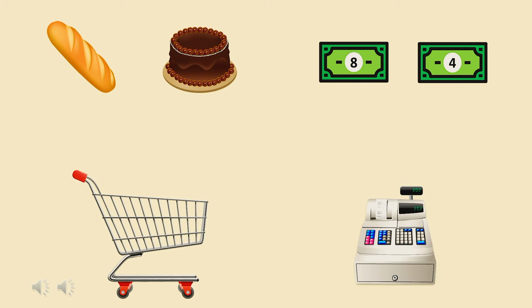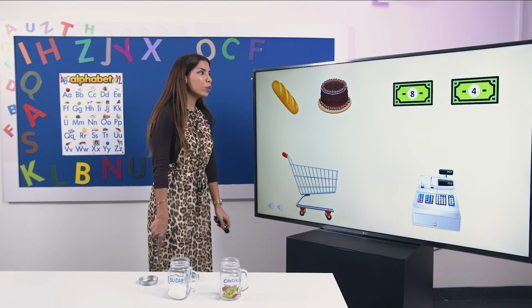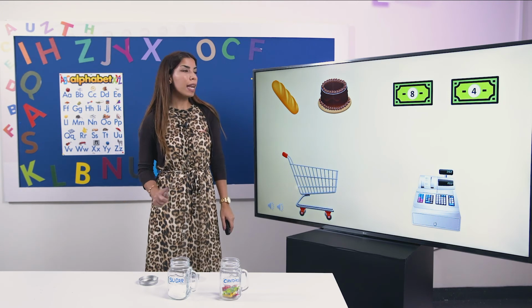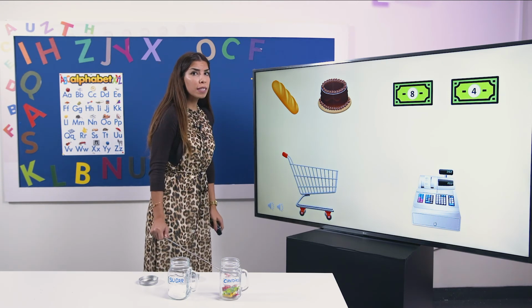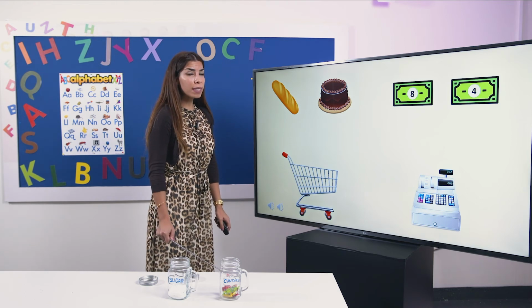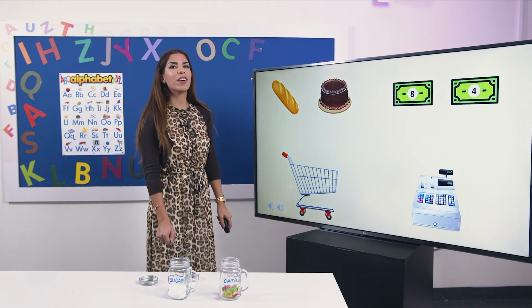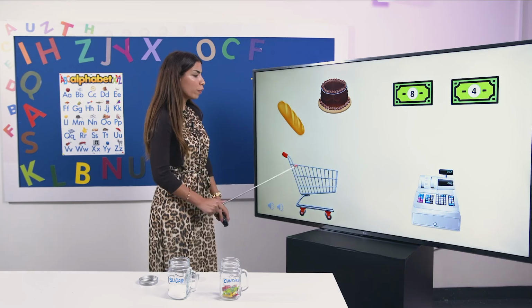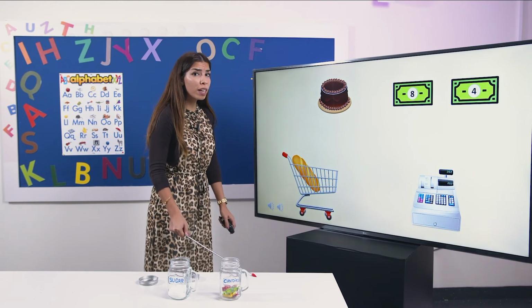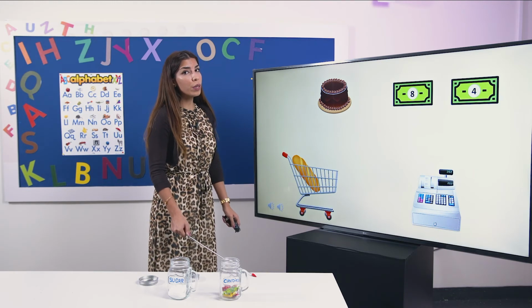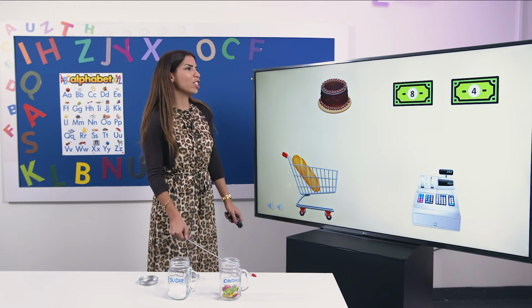Okay, dear students, so let us see. Did he buy bread? Yes, very good. So we will put the bread in the shopping cart. What about the chocolate cake? Did he buy any chocolate cake? What do you think? Great job.